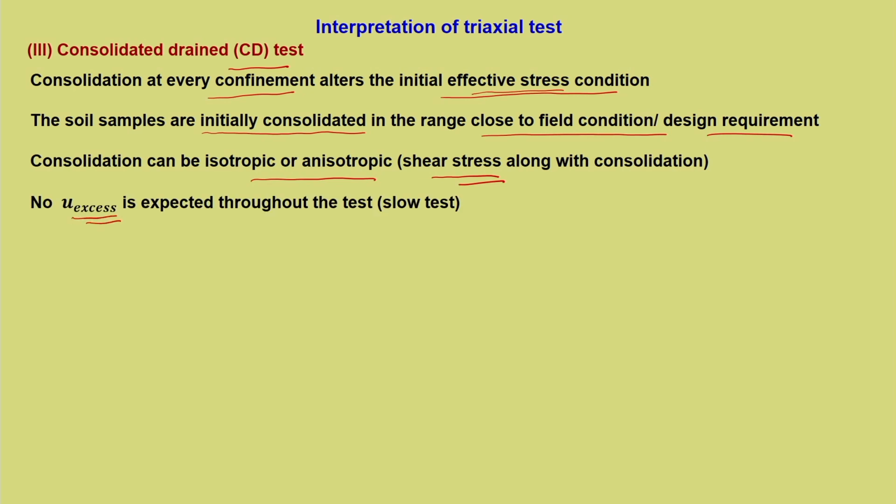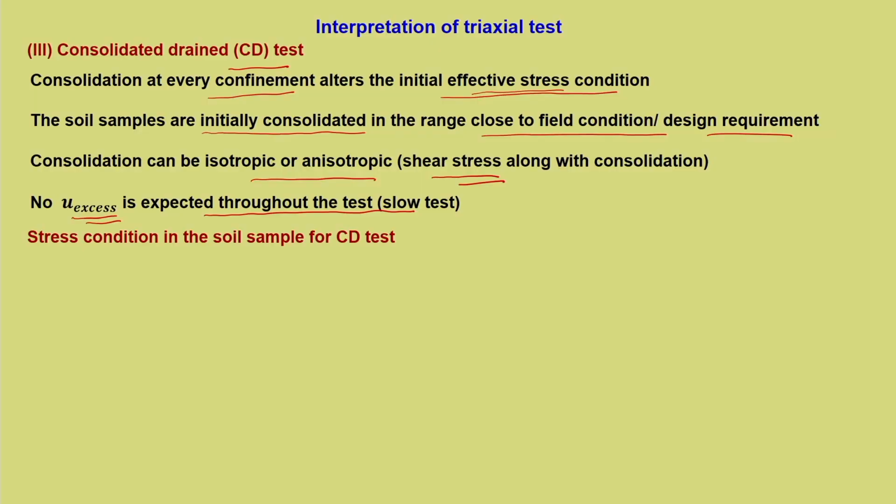No excess pore pressure is expected throughout the test, and that is how the CD test becomes a very slow test. When you load a saturated soil sample, there will immediately be an increase in pore pressure. Now, we have to do the loading in such a manner that during shearing pore pressure does not develop, and this is a very hard task when it comes to low permeable material. It is practically difficult to avoid pore pressure. So, the loading rate will be excessively slow, and that is how it becomes a very slow test.